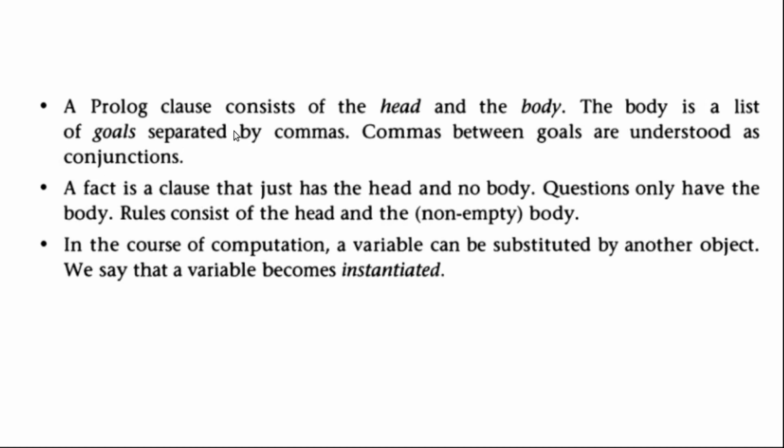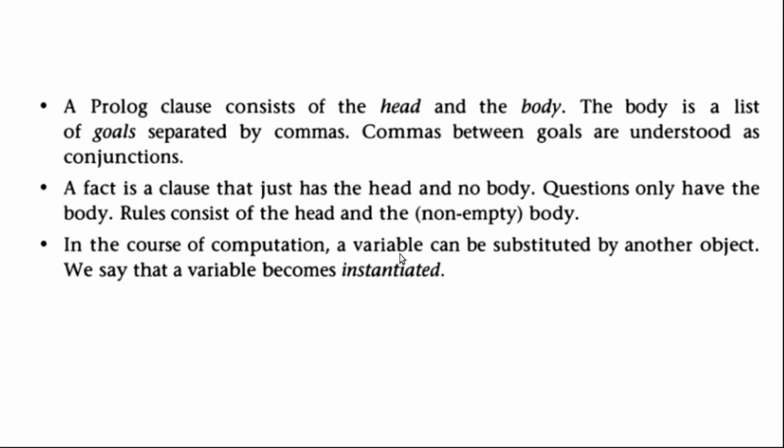The body is a list of goals separated by commas. Commas between goals are understood as conjunctions. Conjunction means an AND operation. It's not OR, it's AND. Both the goals have to be satisfied for the conclusion to be true. It's not that one goal is sufficient. So it's a conjunction, an AND operation. Now a fact is a clause that just has the head and no body. Because facts are unconditionally true, we don't need a condition part. So the body is missing. In a fact, we only have the head, and questions only have the body, and rules consist of the head and the body.